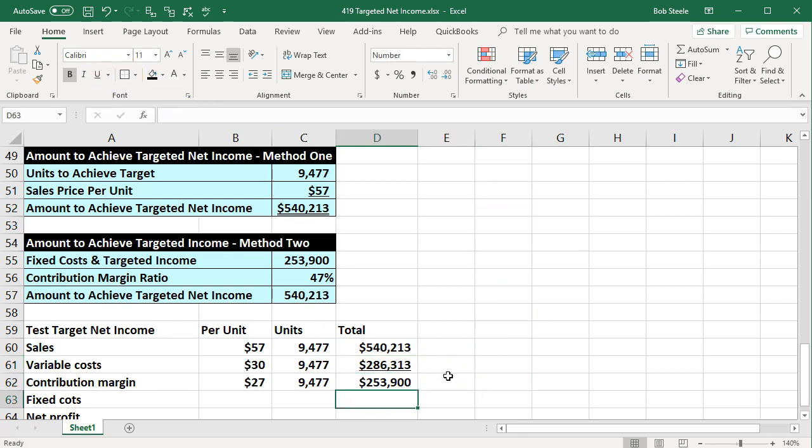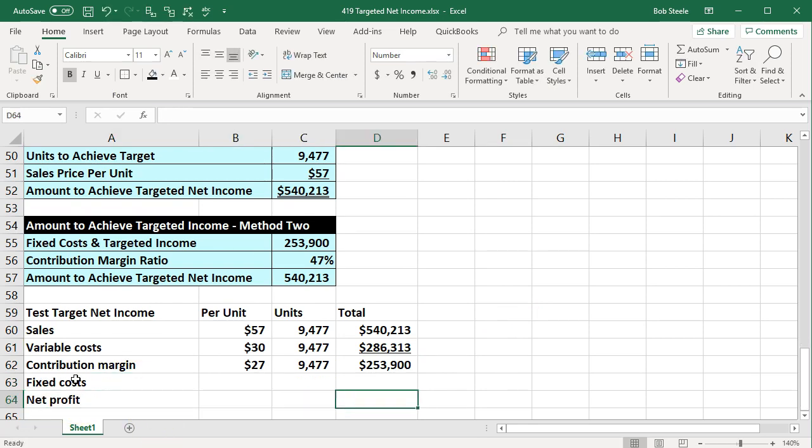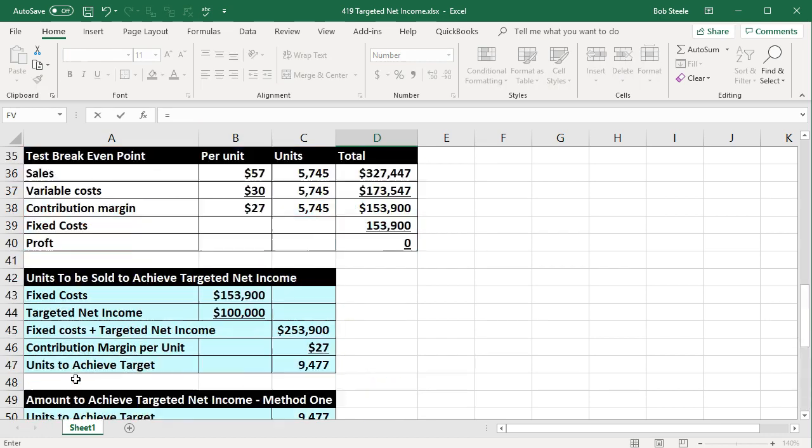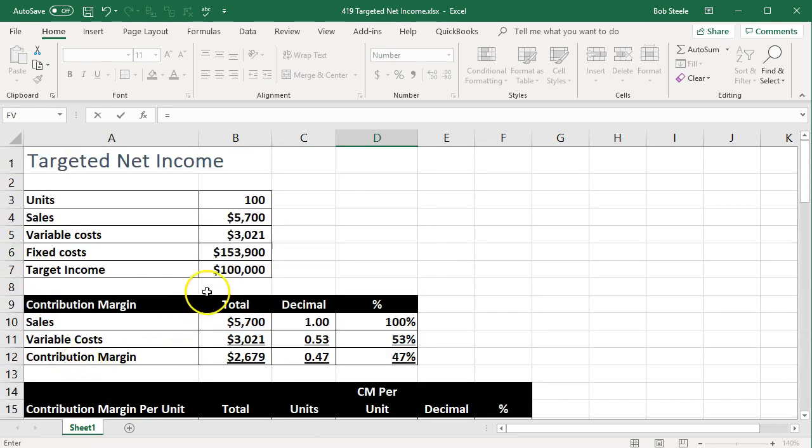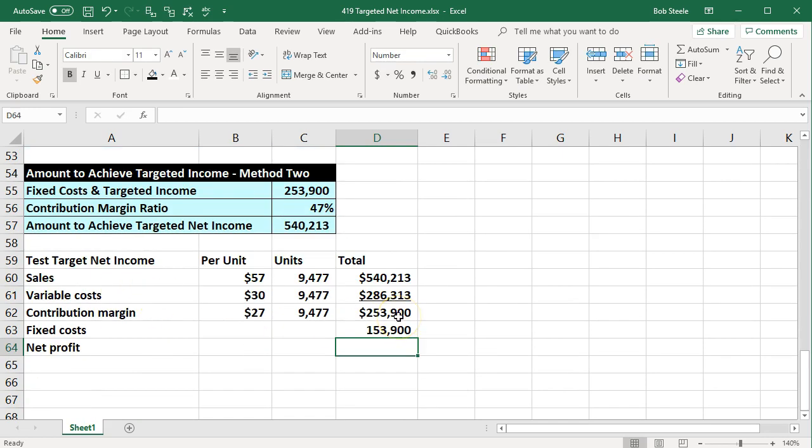And then we're going to have the fixed costs, which are like the rent. They don't change. That is what it is. So we're going to give that into the data. So the data up top said fixed costs were 153,900. And the difference, of course, between the contribution margin and the 153,900 fixed costs is 100,000, our net profit, the targeted net profit. So this is our calculation to basically double check that the net profit is indeed what we want the net profit to be in accordance with our calculation.